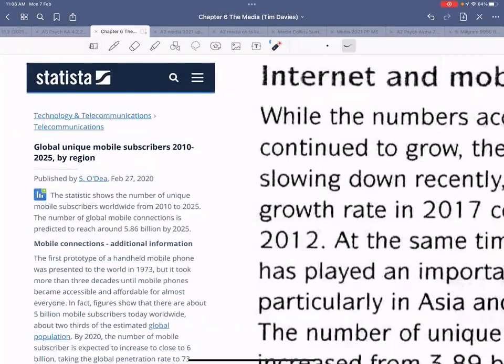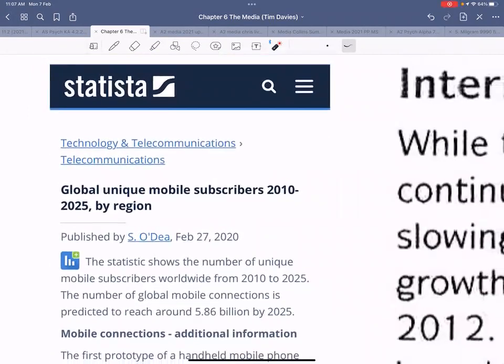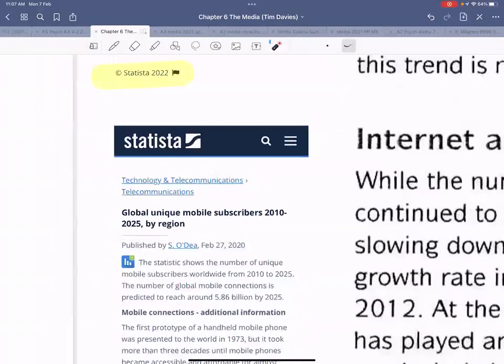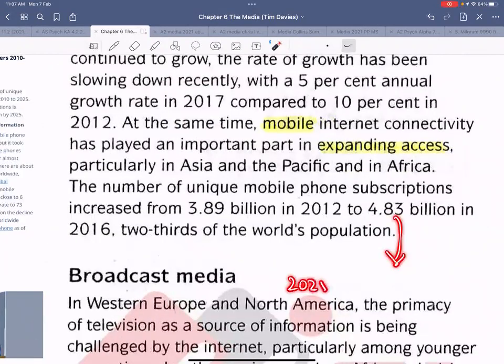So, according to Statista, aapke paas global unique mobile phone subscriptions 2015 to 2025 ke baare mein, having a look at what they have to say. This document was published in 2020. The statistics show the number of unique mobile subscribers worldwide from 2010 to 2025. The number of global mobile connections is predicted to reach around 5.86 billion by 2025. 2025 is again on the corner, 3 years more. And imagine, 5.86 billion. Clear? Yes. About the 2025 key prediction here.